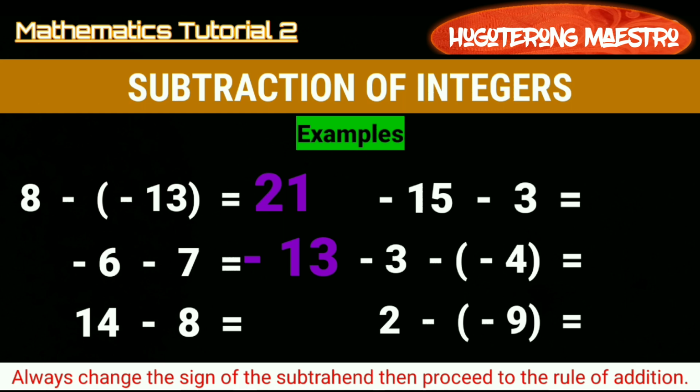Tingnan na natin ngayon kung tama ba inyong sagot. The answer is positive 6. And now, let's proceed to negative 15 minus 3. Reminder lang po, huwag po natin kalimutan na i-change ang sign ng ating subtrahend, and after that, go back to the rule of addition.